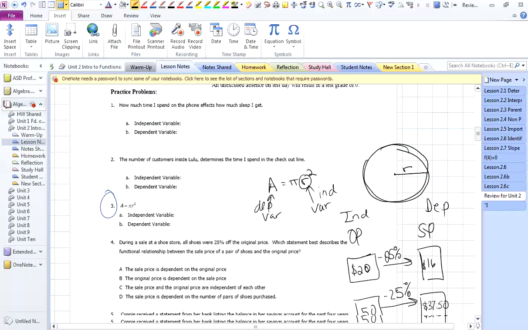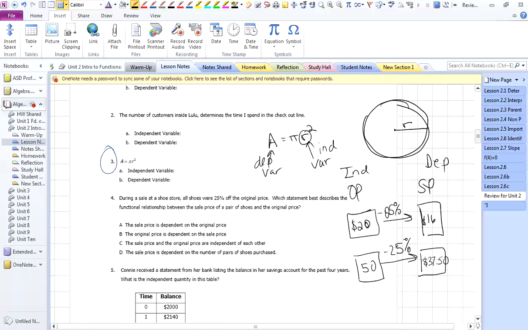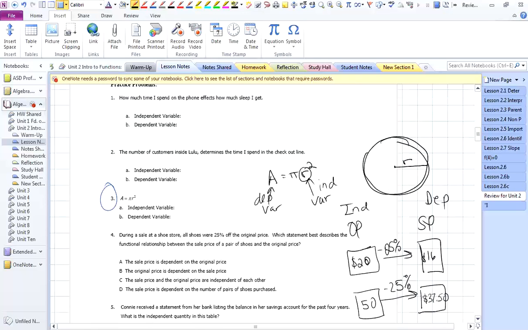What did you guys put for the customer at Lulu, and what did you put for number 2? I said the independent variable is the time spent in the checkout line, and the dependent variable is the number of customers, because it depends on how many customers there are, how long it takes. No, the independent variable would be the number of customers.